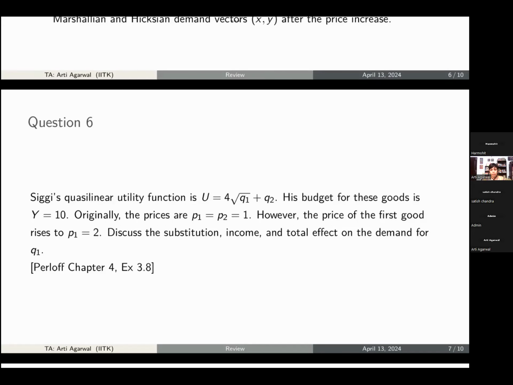Okay, so I will just mute myself for a few minutes. I want everyone to please attempt this question and then we will solve it.